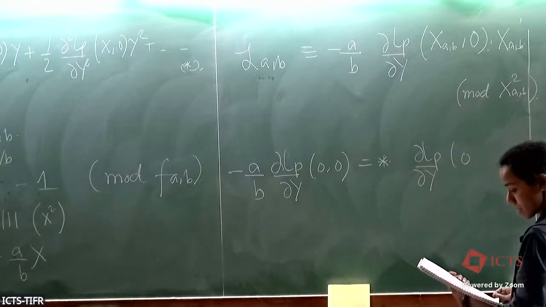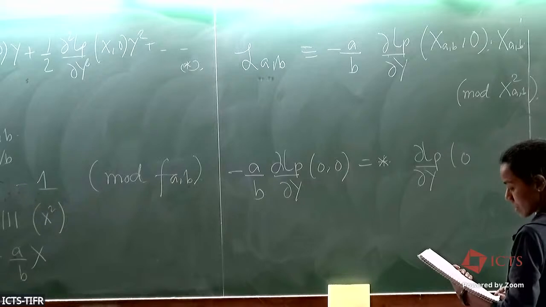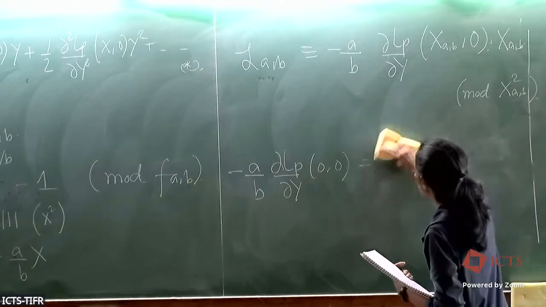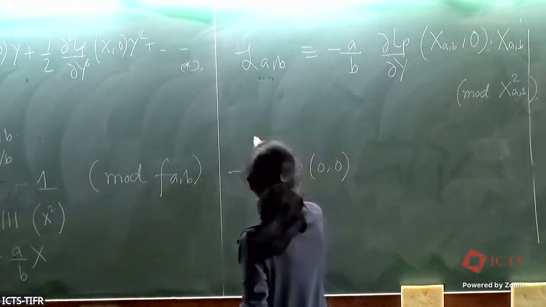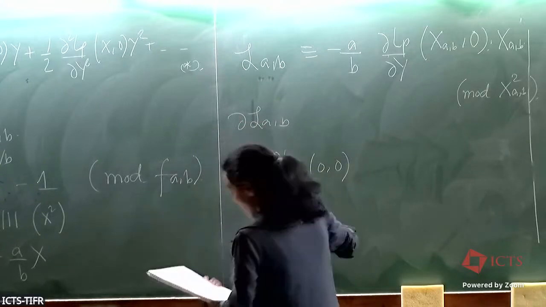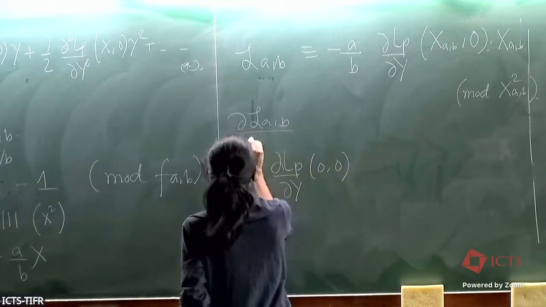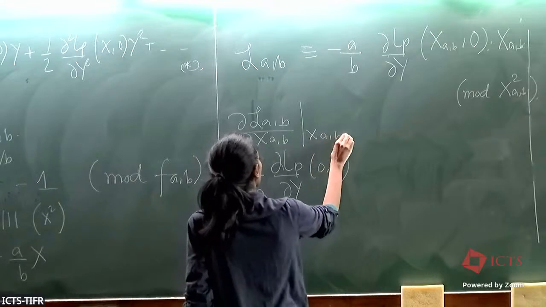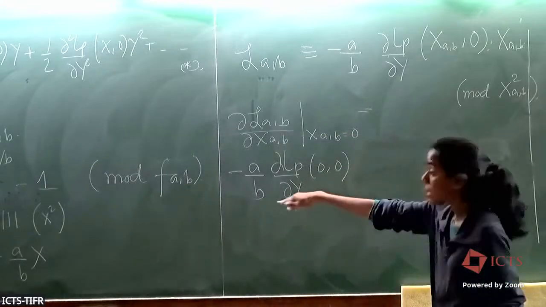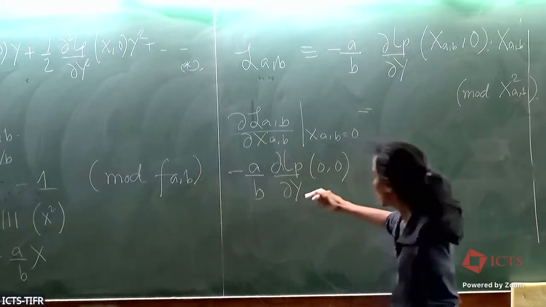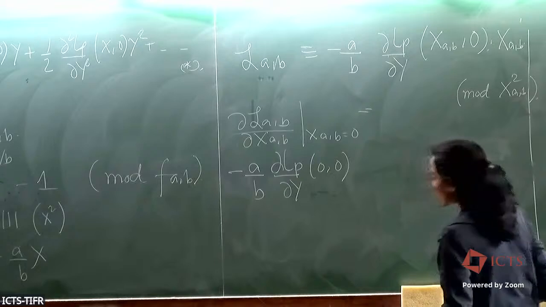Okay, yeah, that's fine. What I wanted to write is if I take the derivative of LAB with respect to dxab, and then I plug in say b equal to 0, I get this, which is because a was not 0, this is some non-zero multiple of this derivative with respect to y.